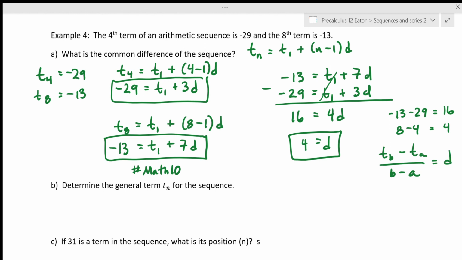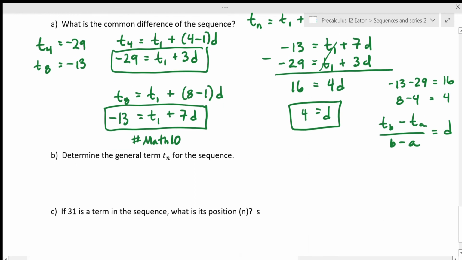So basically, if you have any 2 terms, you subtract the values of the terms, starting with the later one minus the earlier one, and then take the difference in their position, and you divide by that, and that should give you the common difference.